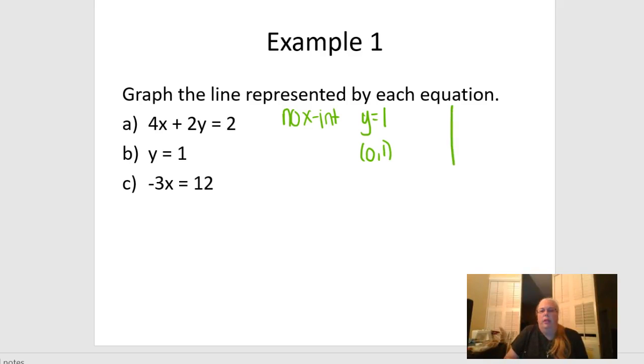When I draw the picture, I'm missing one of the variables, remember, so it's going to be parallel to one of the axes, and it's parallel to the axis of the missing variable. So since x is the missing variable, this line is going to be parallel to the x-axis. Now I'm going to graph my y-intercept right here, and then I'm going to draw in a line that's horizontal and is parallel down here to my x-axis.